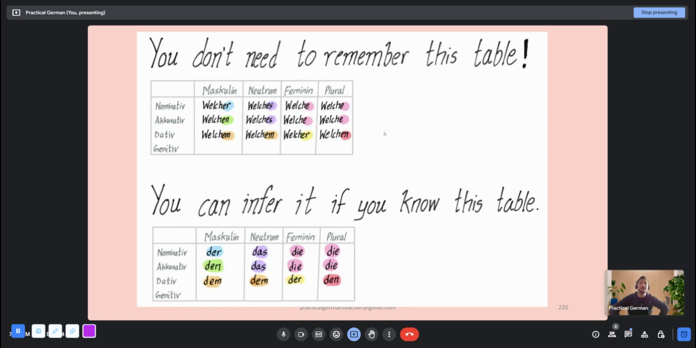Welchen means the answer is focusing on the accusative. Welchem means I'm more focusing on the dative. Yes, exactly. So Welcher will be focusing on the answer being a subject. Welchen and Welchem answer will be objects. It is sometimes, it can also be something like that.